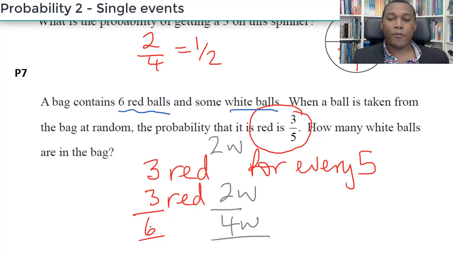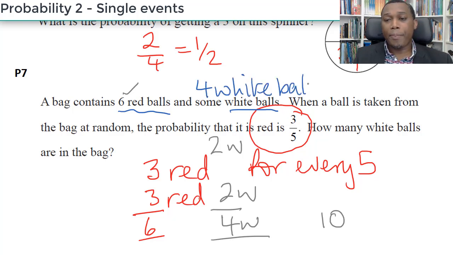Okay, 6 red and 4 white will give me 10 balls in the bag, which the question is not asking us about, how many balls we have in total. It wants to know how much white, but what we needed is to get that 6 red, and it's just for every 5 there's 3 red, 2 white, another 3 red, another 2 white. In total you have 6 red, which is what we're told. So 6 red for 4 white. So how many white balls are in the bag? There are 4 white balls in the bag.